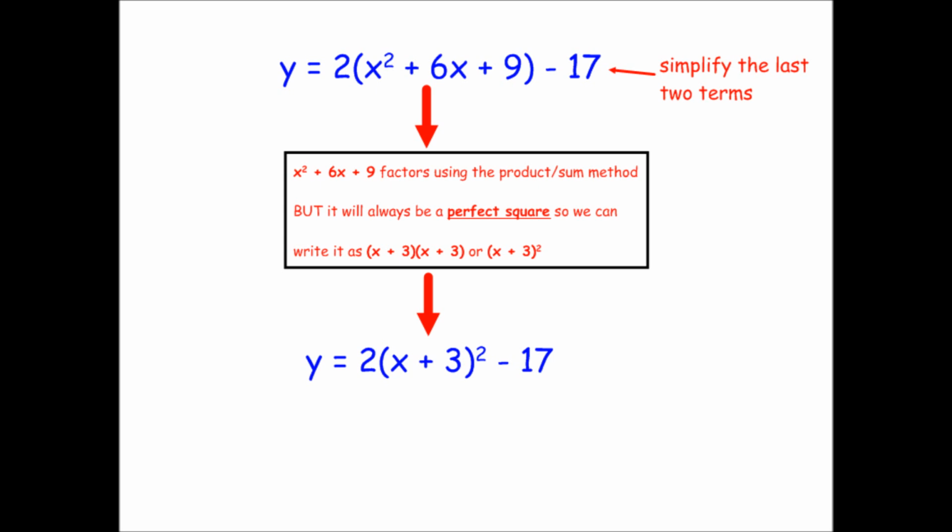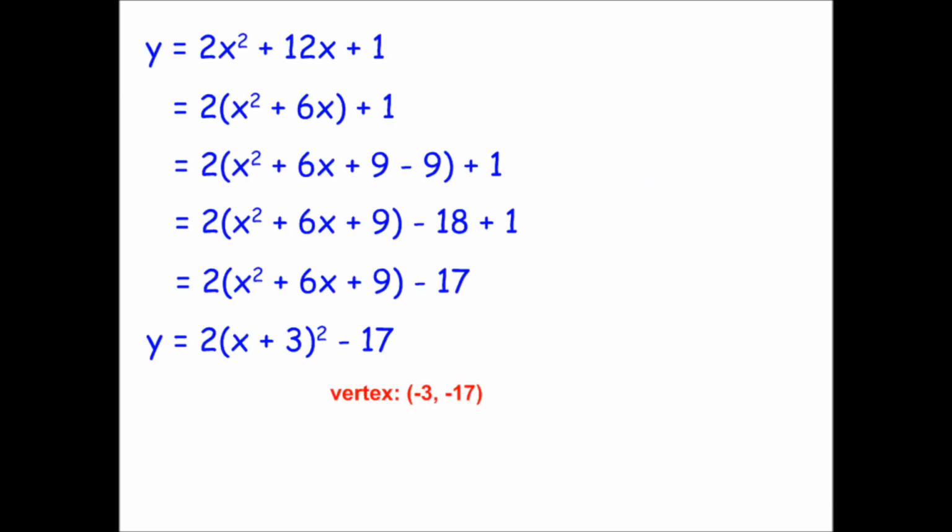The nice thing about this is that right away we can see our vertex is going to be at -3, -17. Make sure you always change the sign of the number inside the bracket, so it's -3, not +3, when we look at where it's going to be on the graph. So here's a completed version for us.